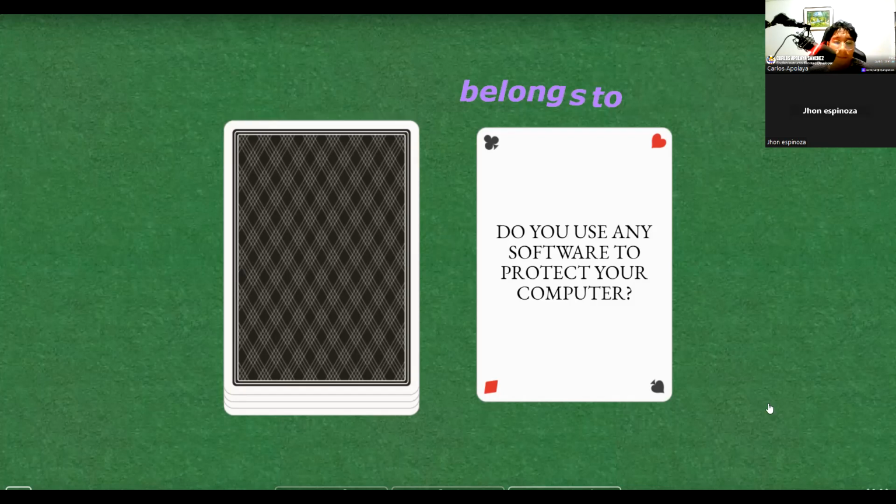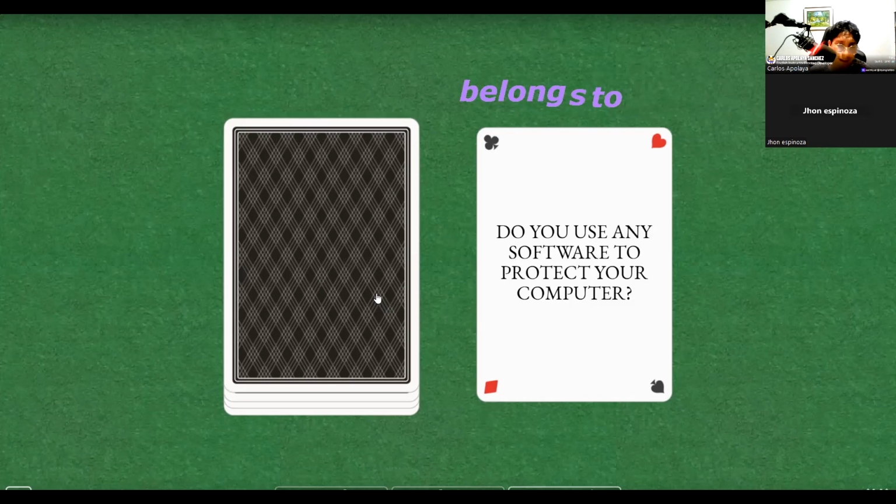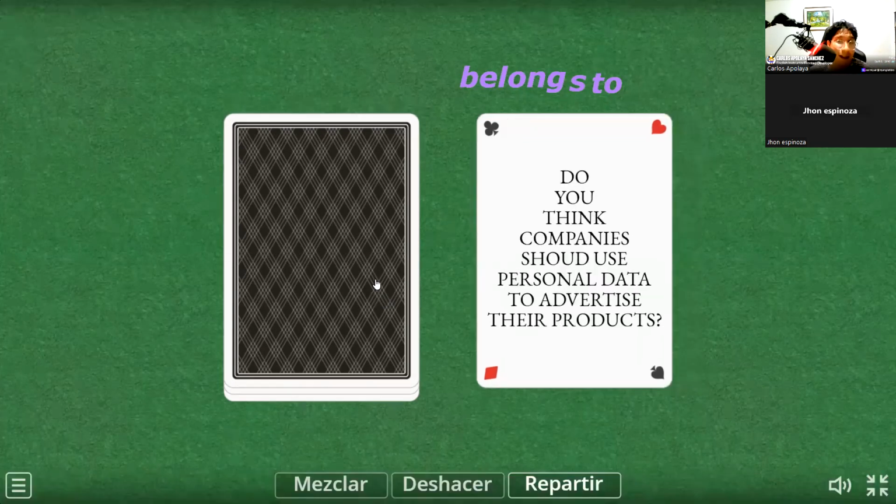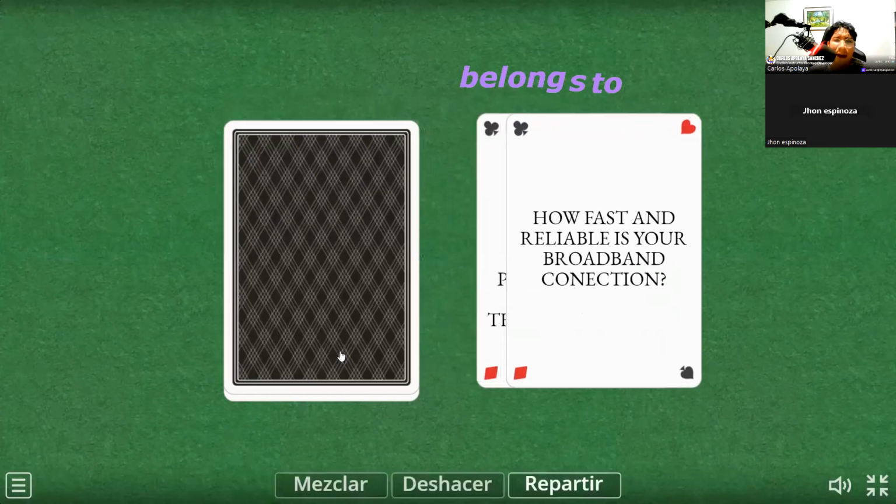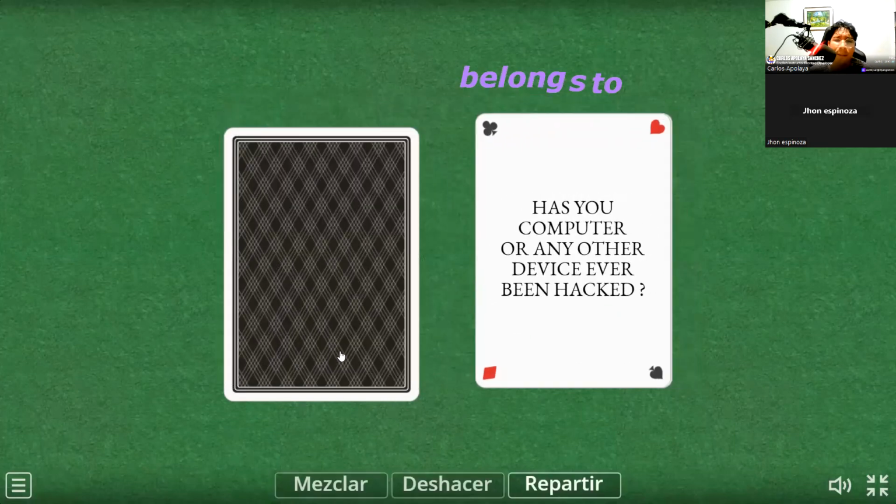So does that computer have an antivirus? Yes, I'm not sure. Yes, it does. Okay. Yes. Next question.